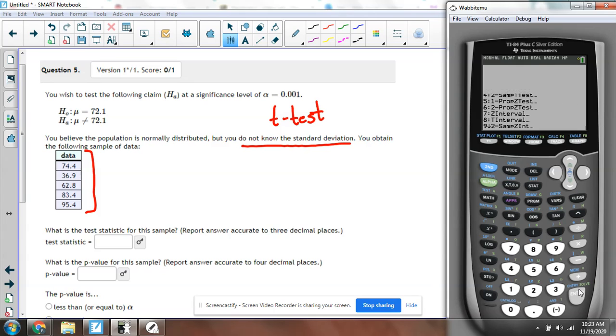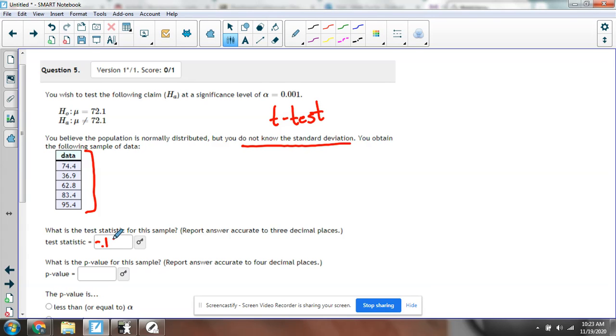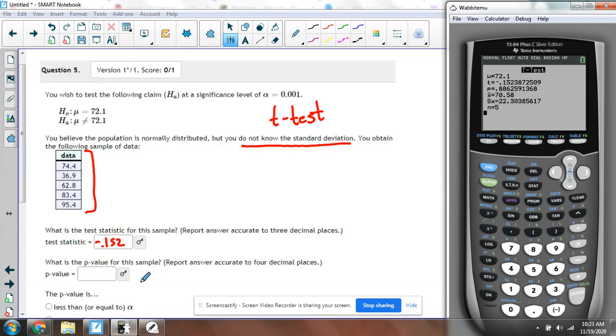So now once the data is in, we're going to go back to stat, over to tests. We're going to do a t-test, but instead of entering statistics, we're going to enter data. So we're going to click that at the top. Our null mu is 72.1. Our list, the data we plugged in, was from L1. Every one has a frequency of 1. We're trying to show a two-tailed test, not equal. Now we will hit calculate. So our test statistic is going to be negative 0.152. Our p-value is 0.8863.